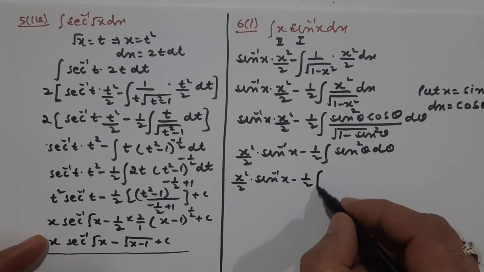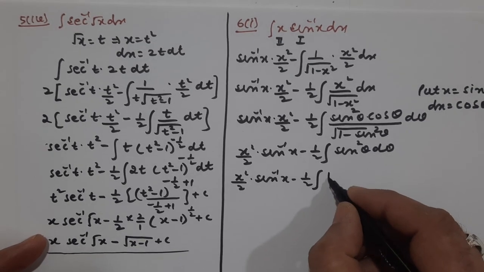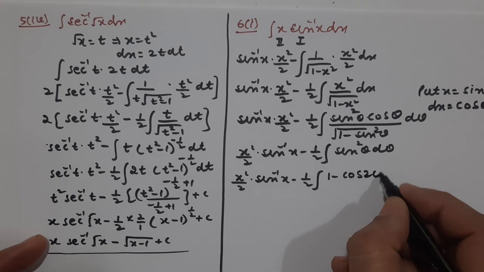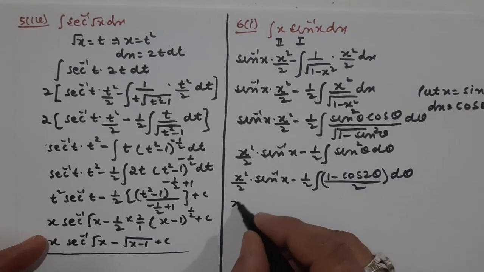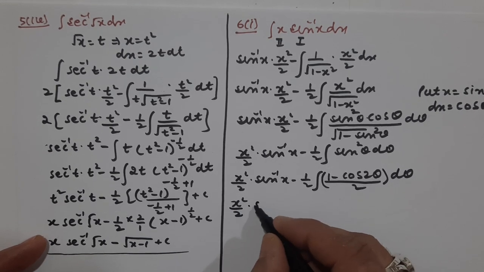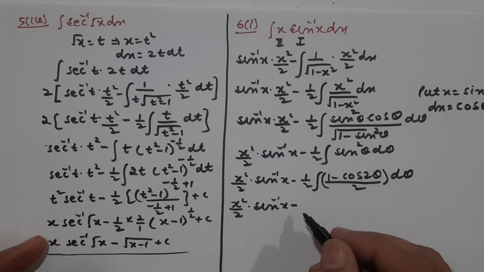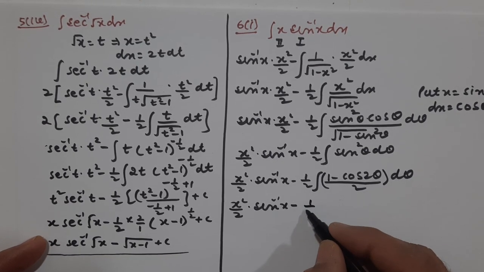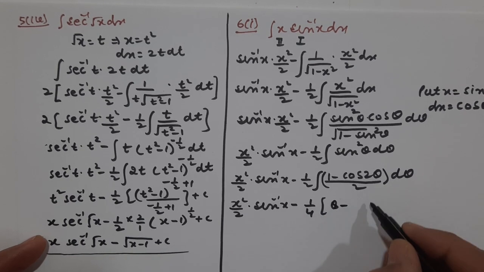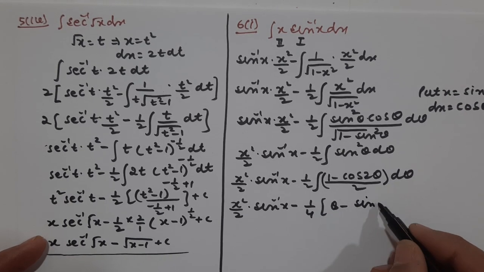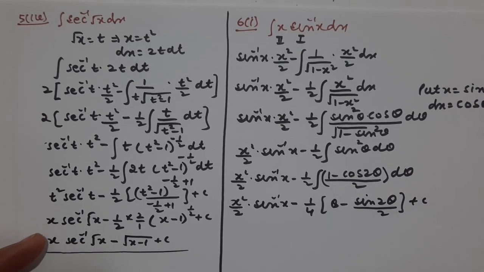Now students, we know very well how to integrate sine square. To integrate sine square, we write 1 minus cos 2 theta upon 2 d theta. So we get x square upon 2 sine inverse x minus 1 by 4 like this, and integral of 1 is theta, and integral of cos 2 theta is sine 2 theta upon 2 plus c, like this.